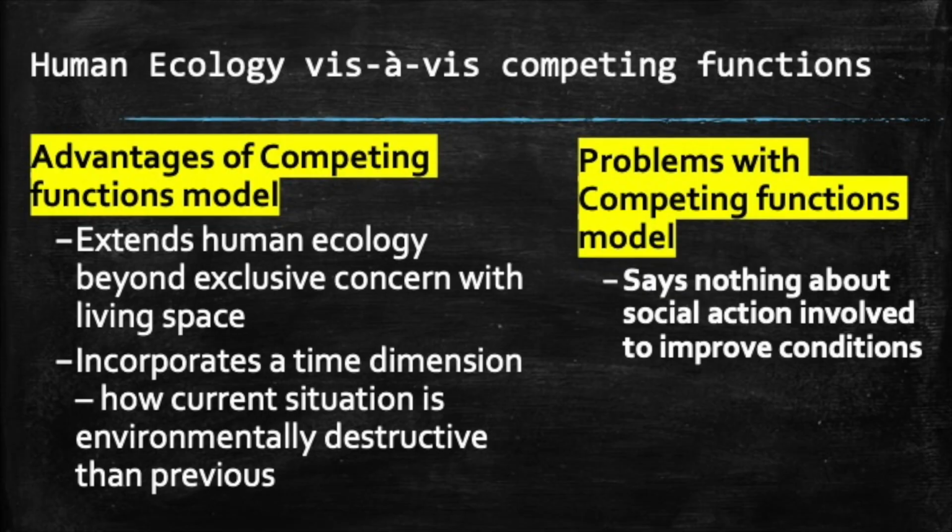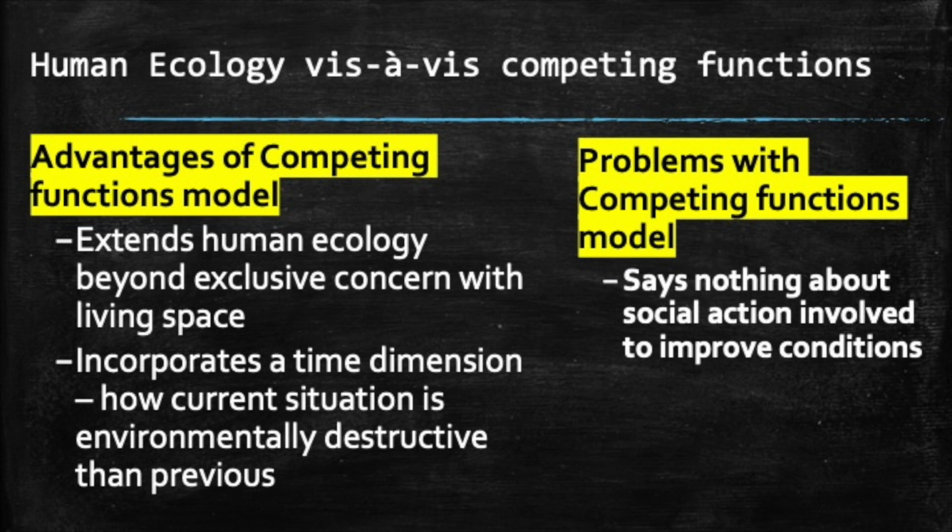So, it is this competition between different functions of environment, and when it crosses the carrying capacity of the earth, then it results in environmental degradation. So, when we see these two ecological perspectives of environmental degradation, we realize that there are certain advantages of Dunlap and Catton's model over Robert Park's model.